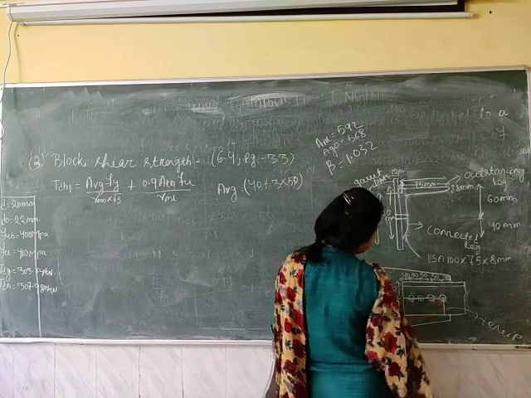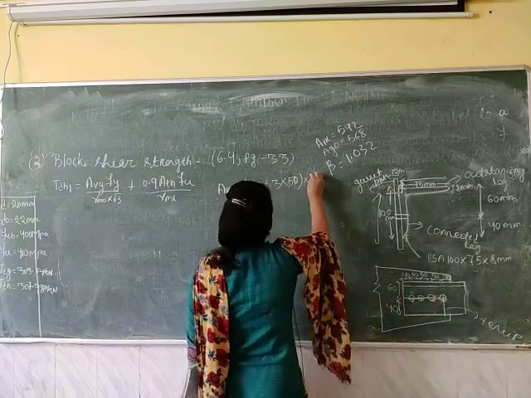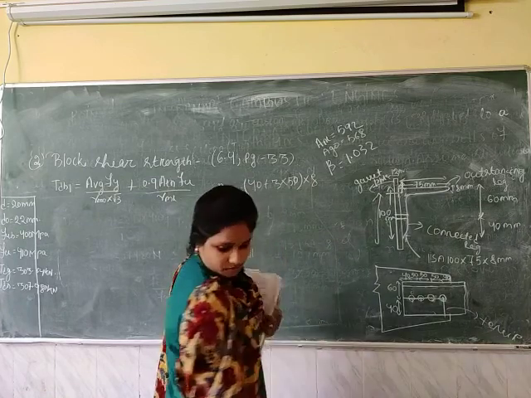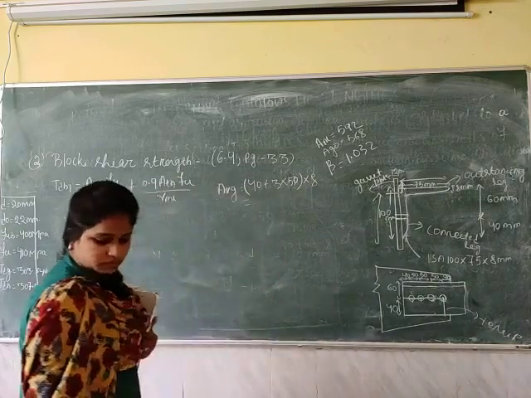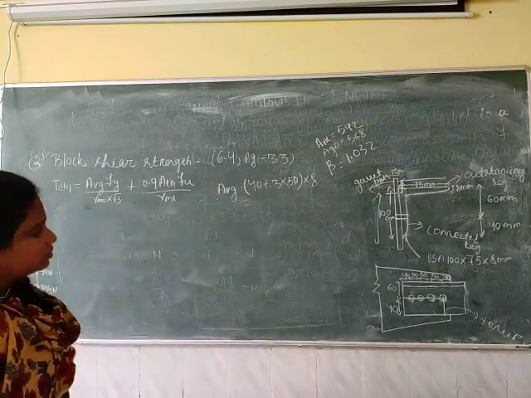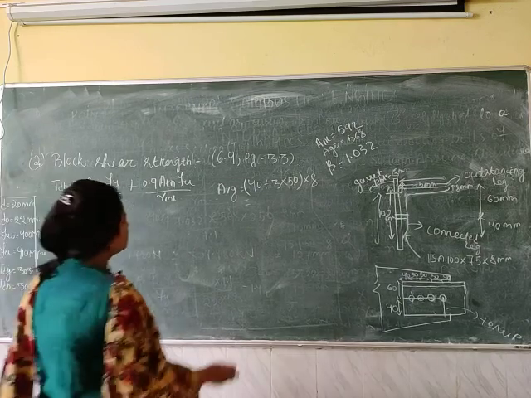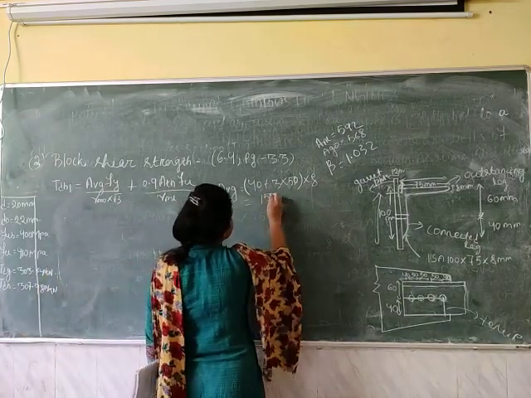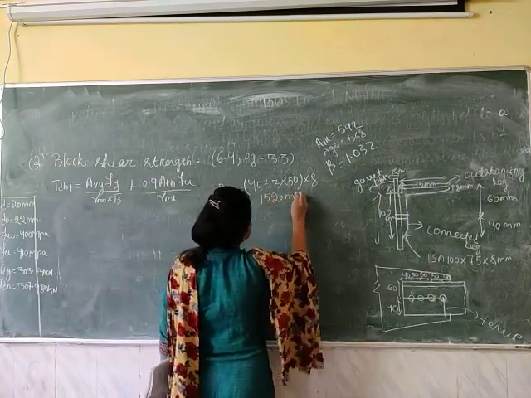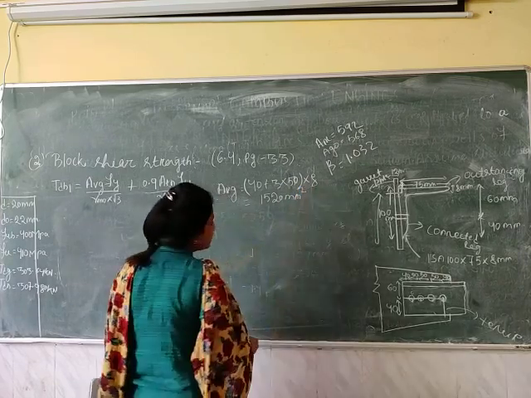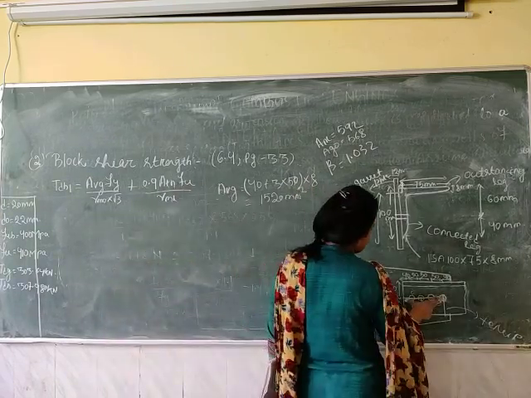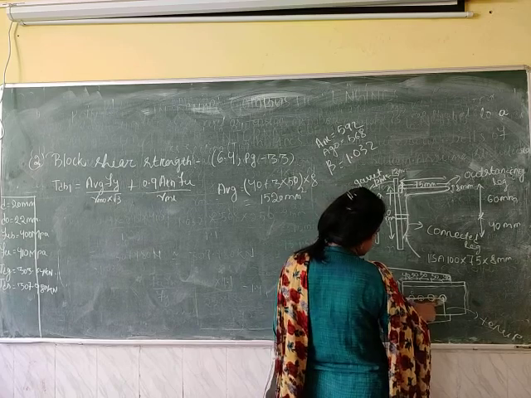Okay, and the thickness is 8 mm, so this value is coming 1520 mm square. So this is the gross area of the shear section. Okay, so this is the shear plane and the gross area will be this length.